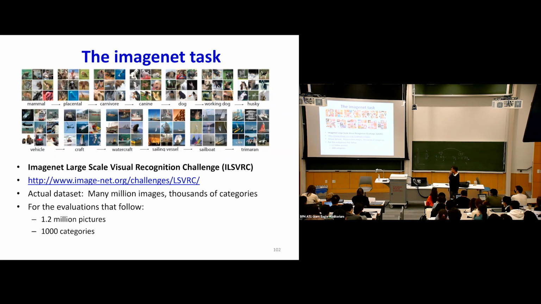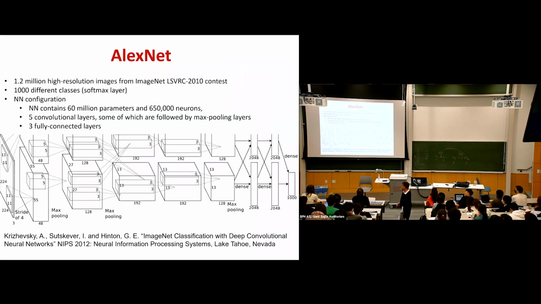So in this particular set, for one evaluation, you had 1,000 categories, 1.2 million pictures, and the various categories are, for example, mammal, placental. You can actually have this entire ontology of classes. It's a mammal, placental mammal, carnivore, it's canine, dog. But then there's a working dog and there's a husky, right? They're all different classes. A vehicle, craft, watercraft, sailing vehicle, vessel, sailboat, trimaran. So all of these are classes that you have in ImageNet, and you're supposed to recognize these.